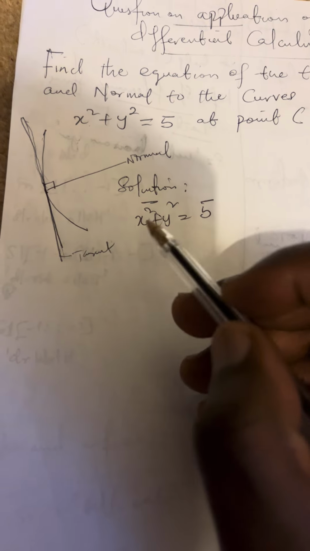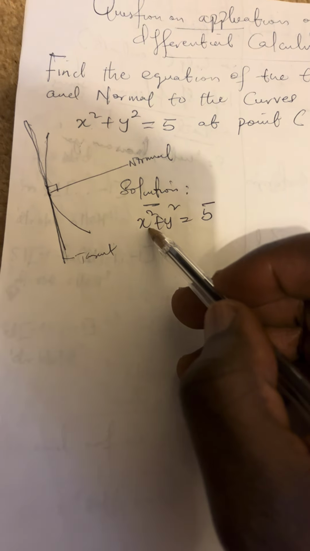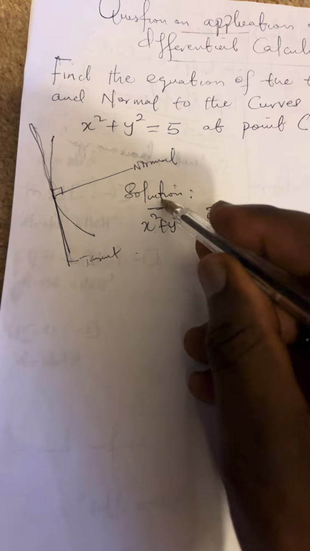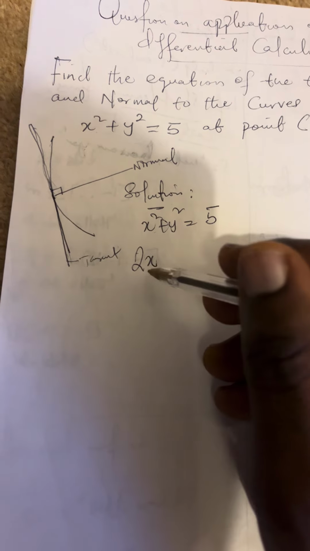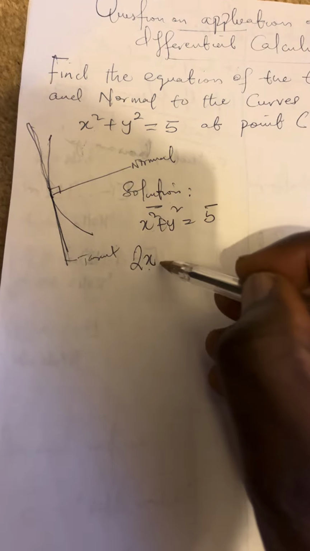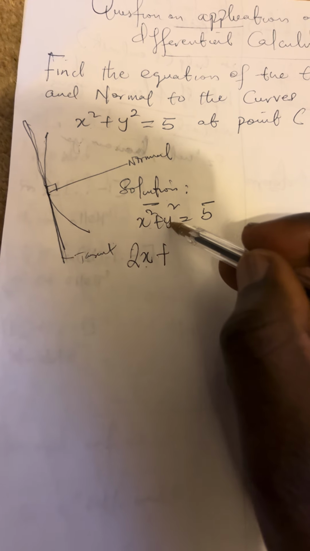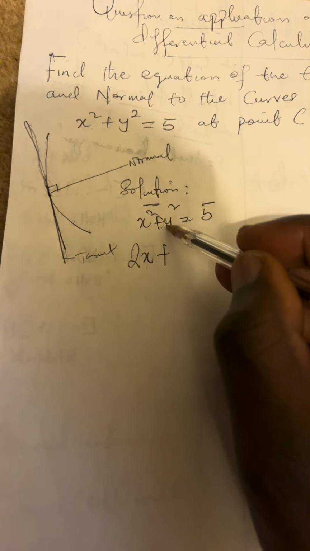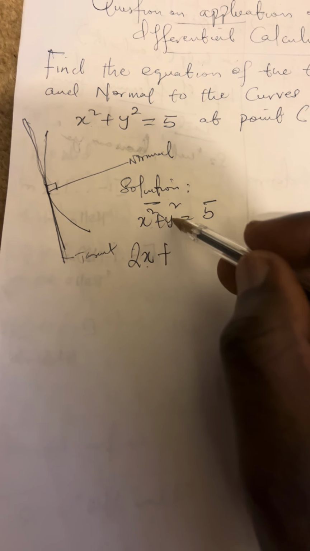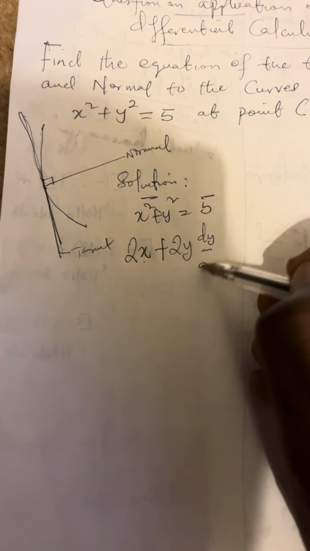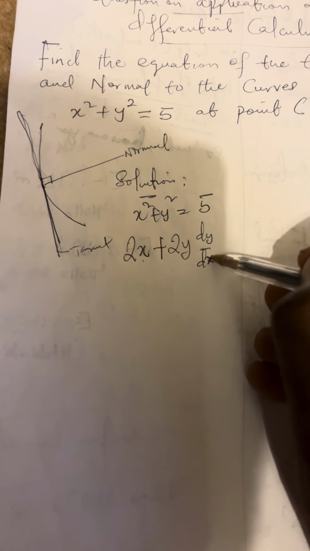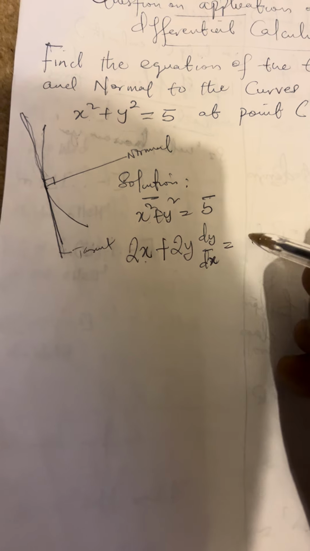The way I usually do it is this. When you differentiate x squared, you bring down the 2, then 2 minus 1 is 1, so 2x to the power 1 is 2x. Plus, now this is y squared. Anytime you differentiate y, you put the dy/dx. So 2y dy/dx equals, differentiate 5, it gives you 0. Do you see it now?